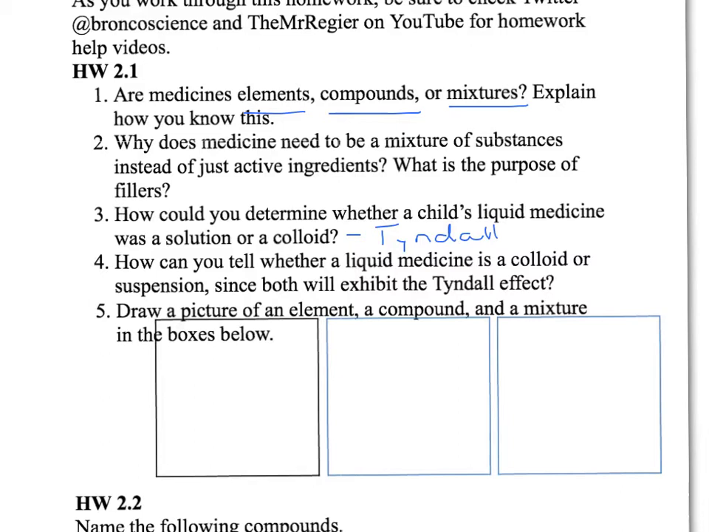The last one is definitely the hardest one, and I'll help you out with that one a little bit more. When we look at elements, compounds, and mixtures, if something is an element, there is going to be one type of atom. So your drawing could look something like this. All of those are identical. They're all atoms. That's all we have.